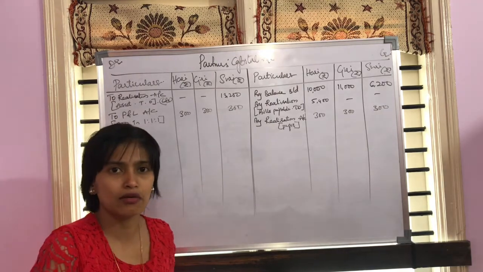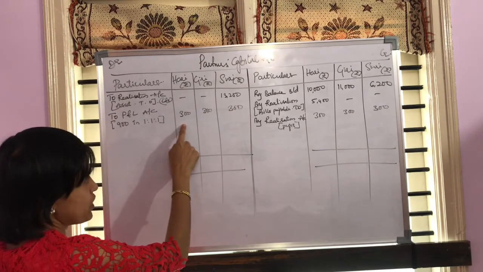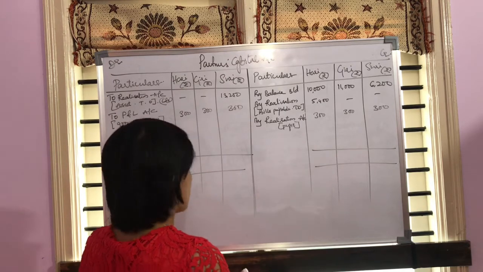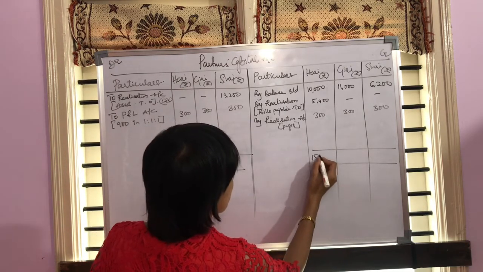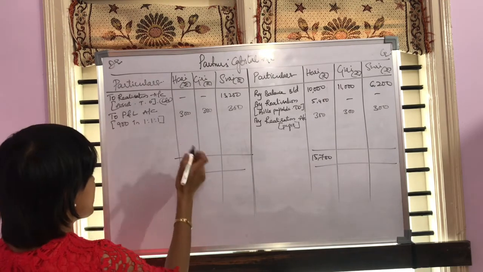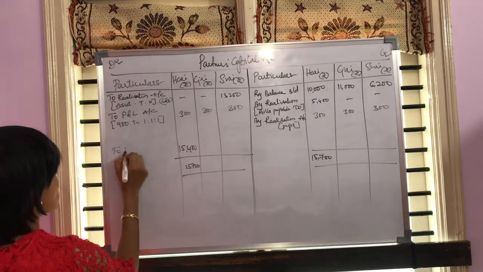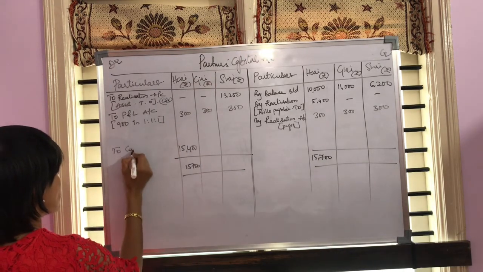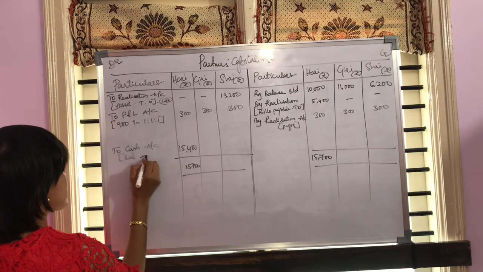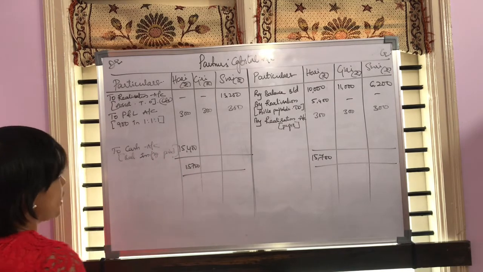Let's now do the balancing. Over here on the debit side we have got 300. On the credit side we have got 15,700. So let's write it as 15,700 on both the ends. Minus 300, we will get 15,400 written as to cash account, balance in figure which is paid off.